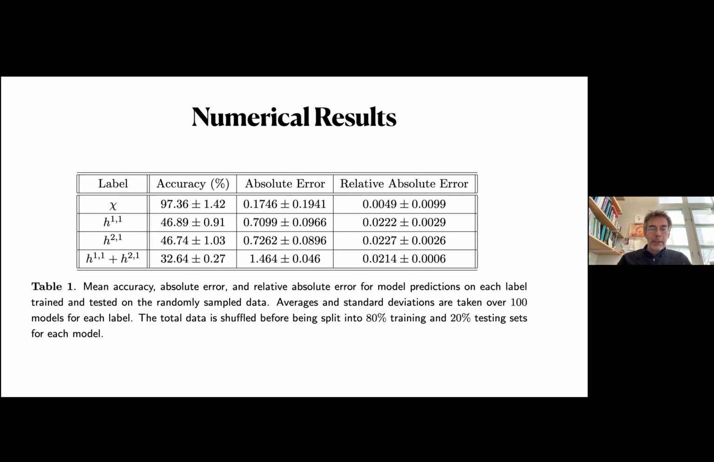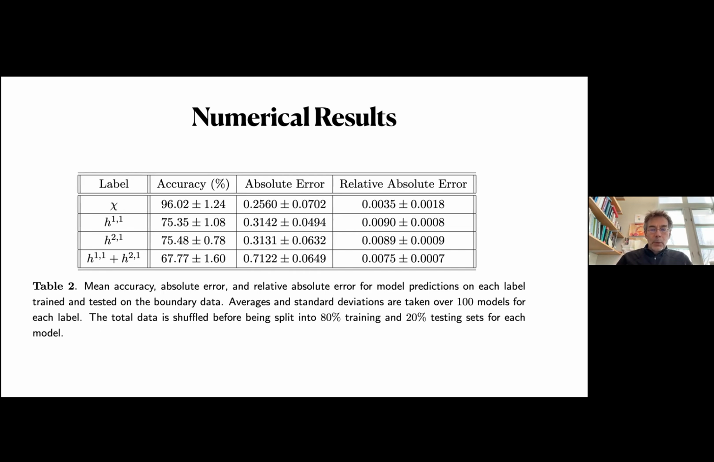This indicates that the network is able to learn chi very well, the Euler number, and also the individual Hodge numbers. But when it comes to the sum, that's certainly quite a bit worse.